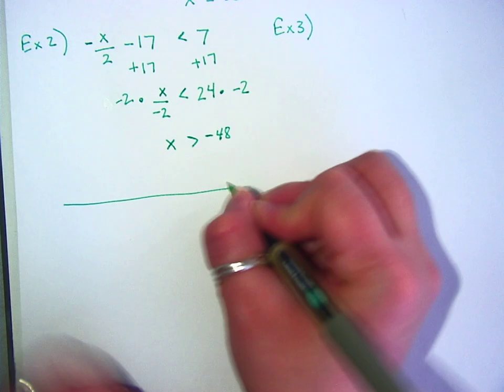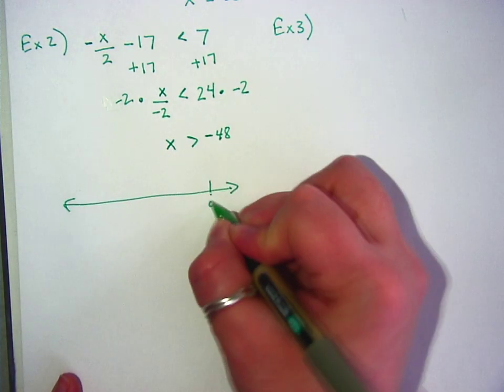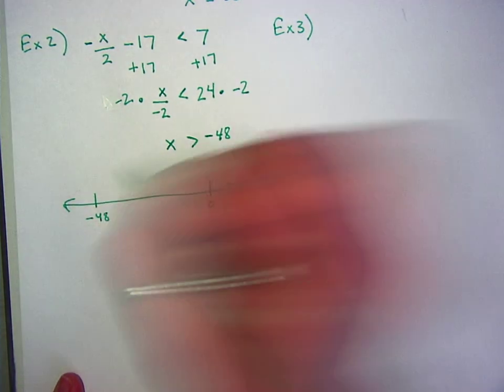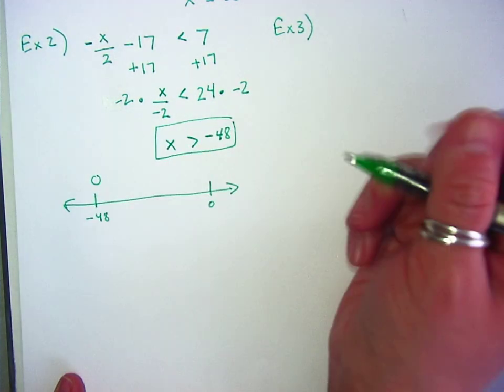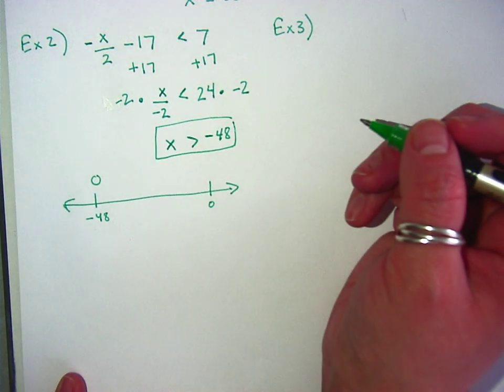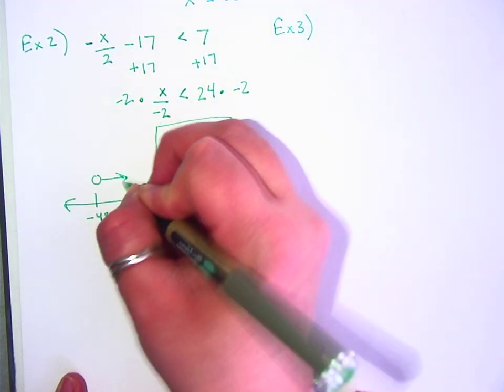If I put this on a number line really quick, here's 0, here's negative 48. Open or closed? Open. Left or right? Right. Nice job.